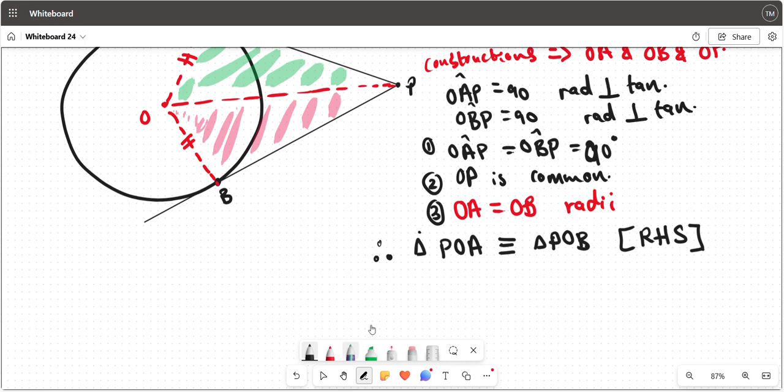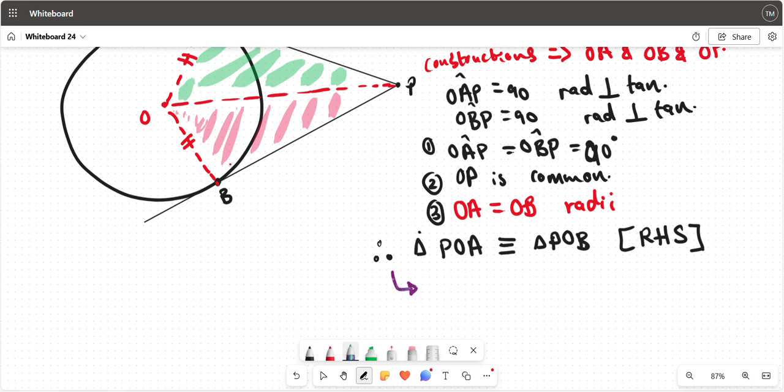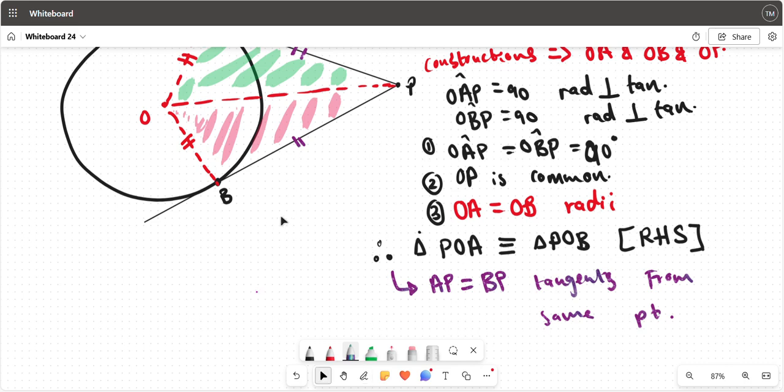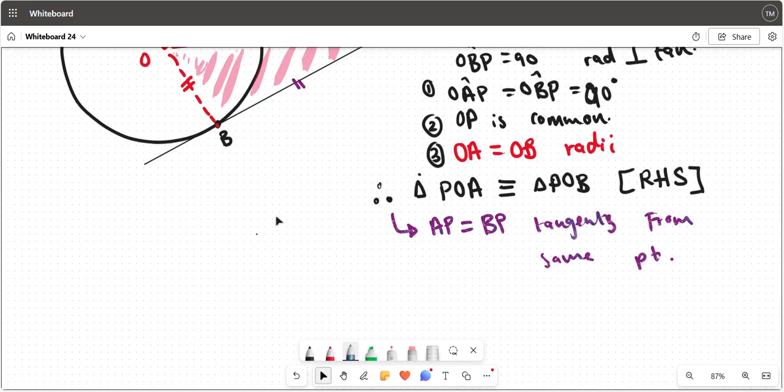So if those triangles are congruent to each other, then it goes to say that these two sides here are going to be equal to each other. So AP is going to be equal to BP. My reason for this: these are tangents from the same point. And there we go. So this is theorem number 7. I'm going to do just one last theorem and we're going to call it a day. So let's do the next one.